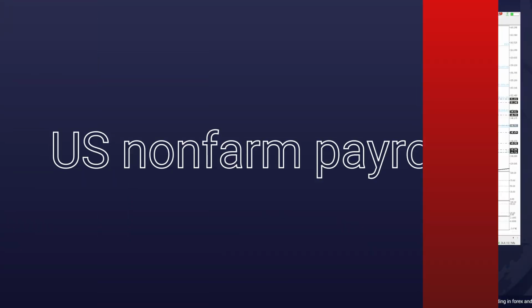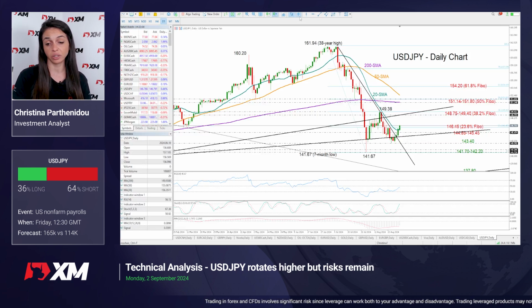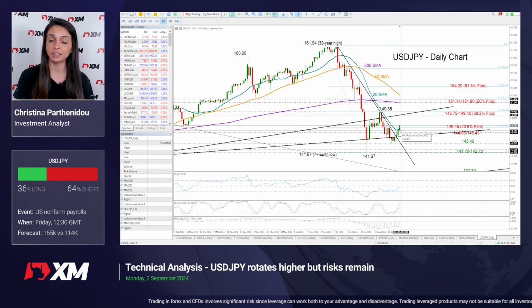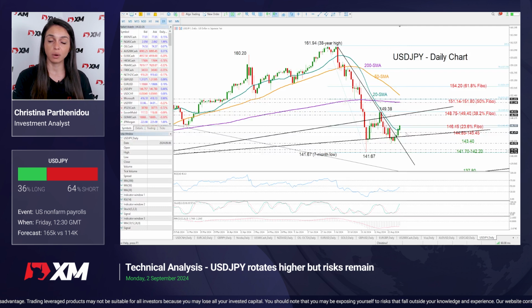Well, the data are expected to show some recovery. The employment growth is expected to rebound, and the unemployment rate is expected to pull lower. So that could be positive for the US dollar. But if the data miss expectations, once again resurfacing recession fears, we may see a negative reversal in dollar yen.